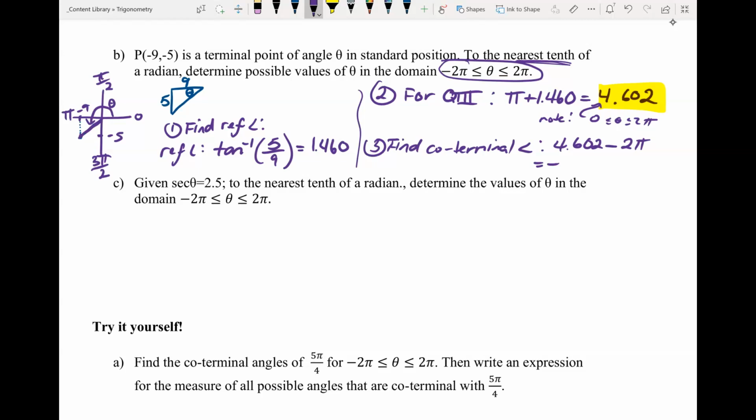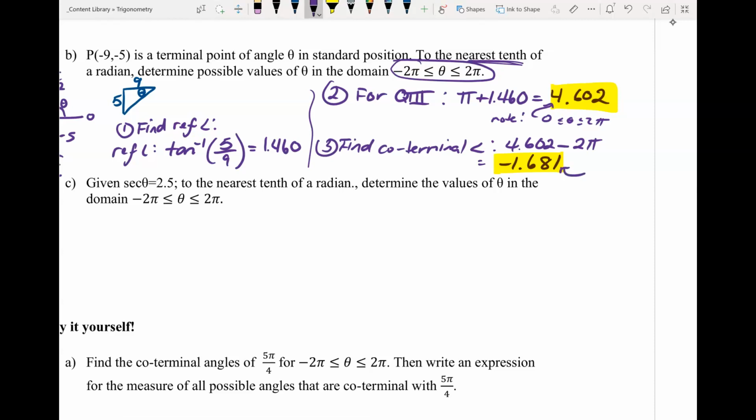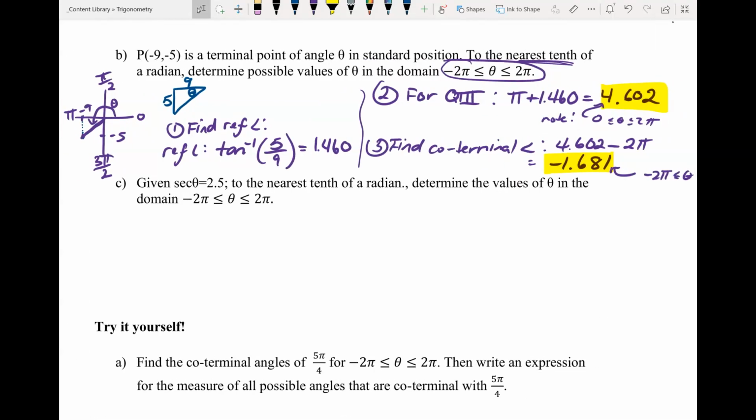From here, we're going to get negative 1.681, and this would be the other answer that we have. And this angle again is an angle between negative 2 pi and 0. So those are our two answers that belong between negative 2 pi and 2 pi, and they're also in quadrant 3.